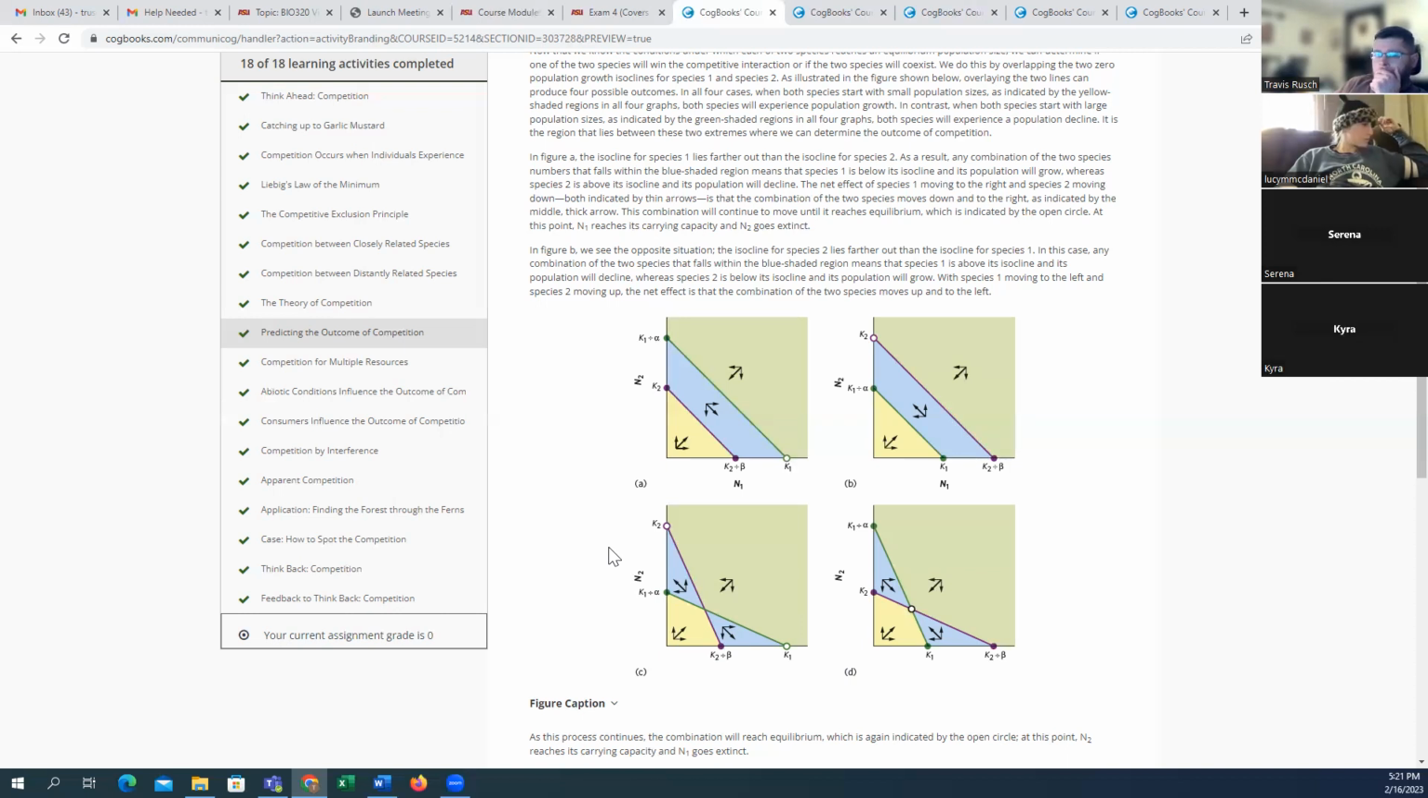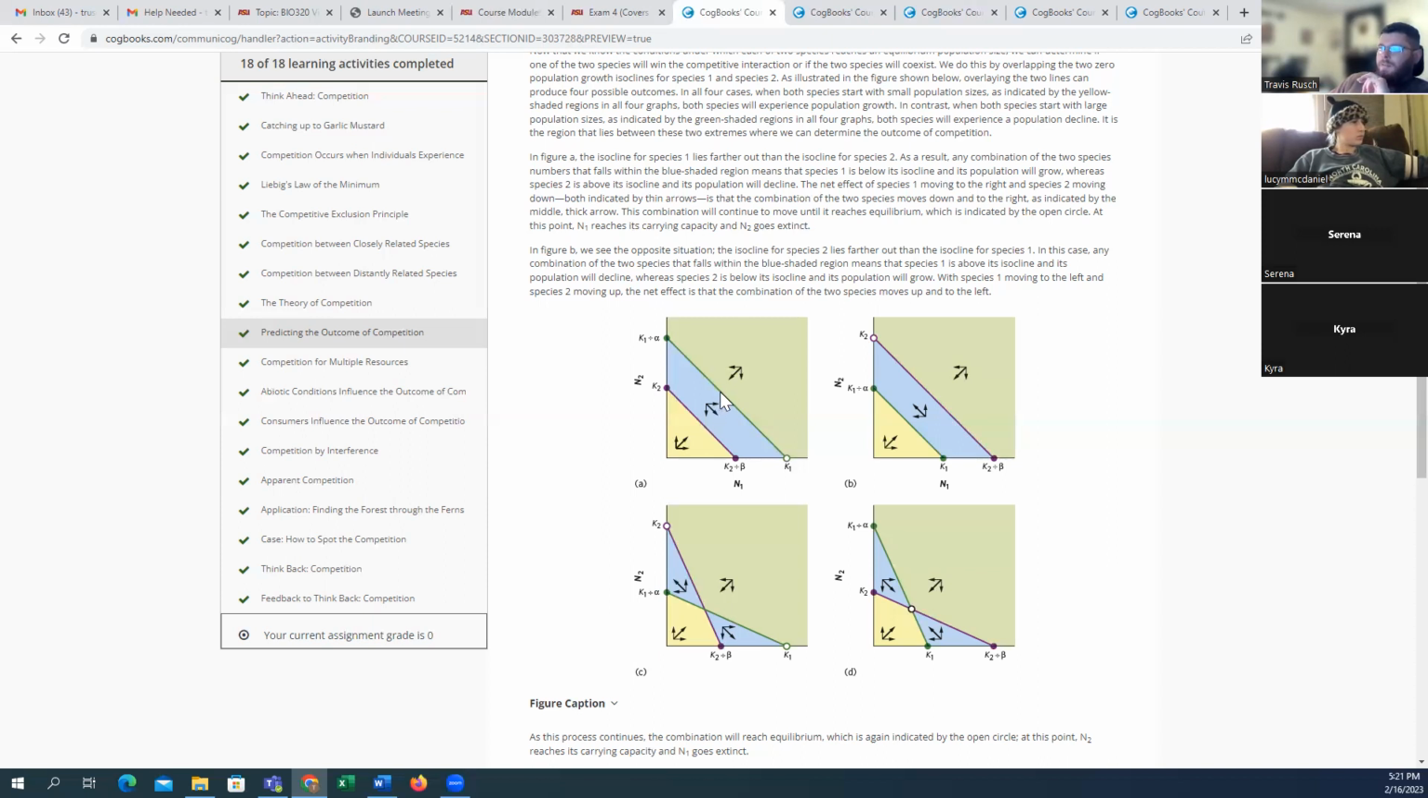I just want to make sure I understand what an isocline is. When we were looking at a graph, is that essentially the carrying capacity? Like if there's X number of species 1 and Y number of species 2 and they meet on that isocline, is that like the carrying capacity given different numbers of species 1 and species 2?